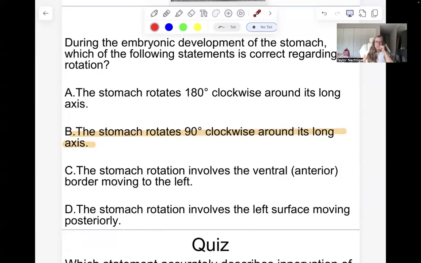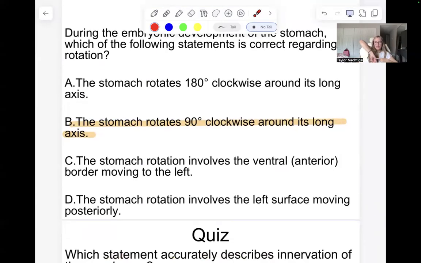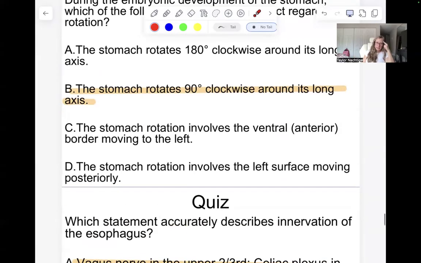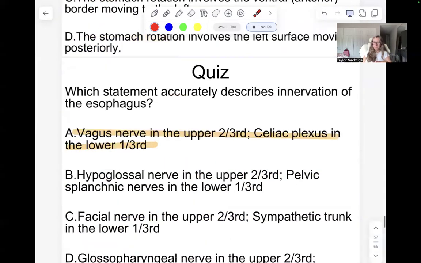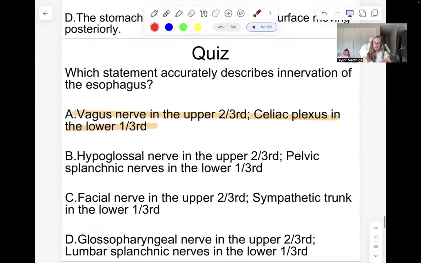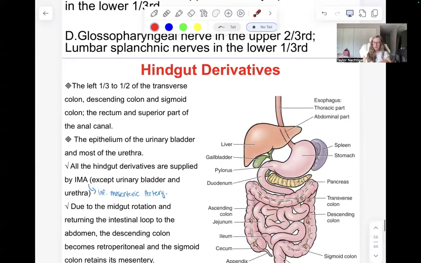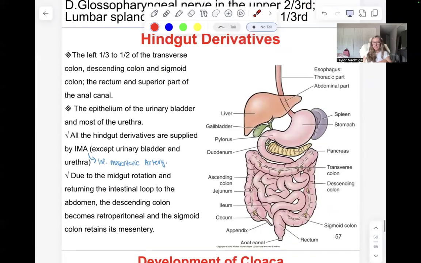Same thing with D. The stomach rotation involves the left surface moving posteriorly. No, we know it moves anterior. Try and visualize how your stomach sits in your body now, and then you should be able to answer a question like this if it comes up. I'm gonna skip this. Okay, hindgut. So we have less than 10 slides left.